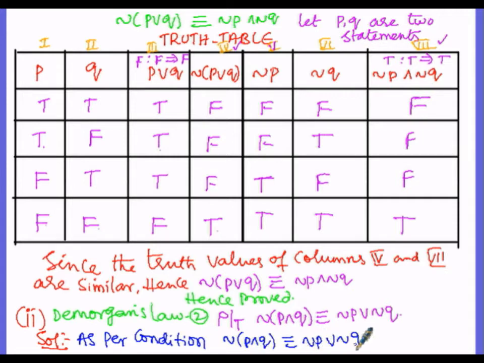In case the left hand side truth values and the right hand side truth values are similar, then we can state that the LHS is identically equal to RHS. So therefore, negation of P and Q will be identically equal to negation of P or negation of Q.